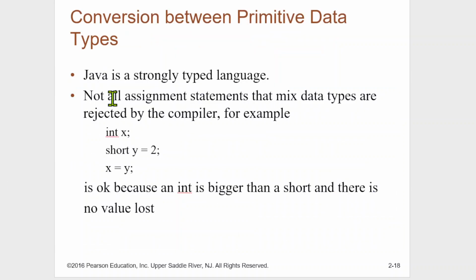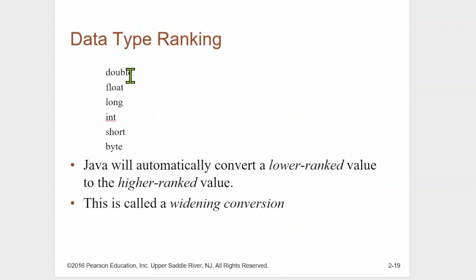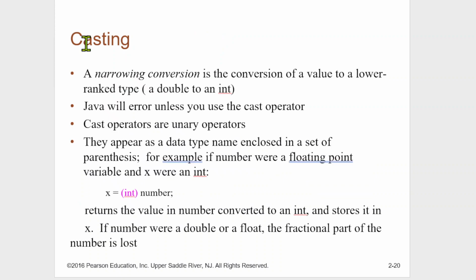Java is a strongly typed language. Not all assignment statements that mix data types are rejected by the compiler. For example, int x, short y equals 2, x equals y is okay because int is bigger than a short and there is no lost value. Data type ranking: double, float, long, int, short, byte. Java will automatically convert a lower ranked value to a higher ranked. This is called widening conversion. Narrowing conversion is the conversion of a value to a lower ranked type, a double to an int. Java will error unless you use a cast operator.